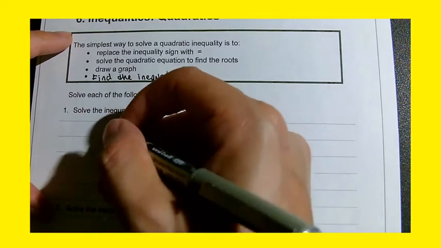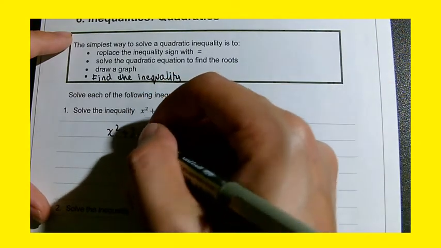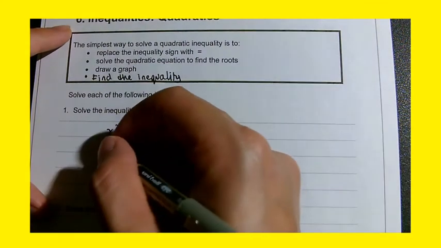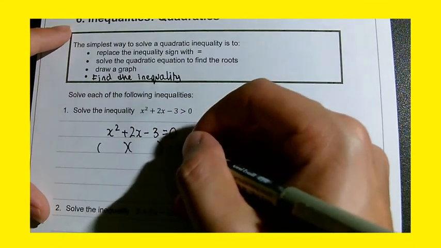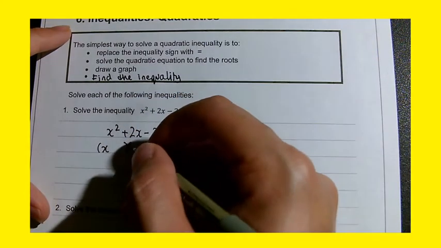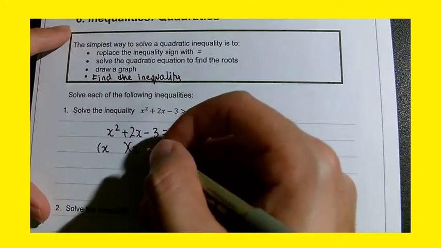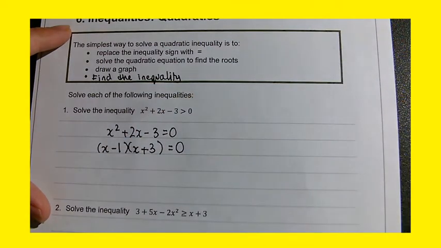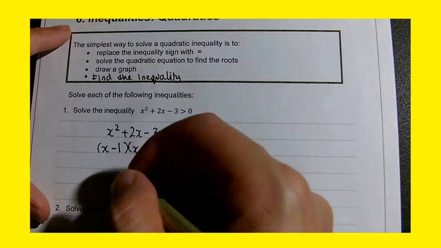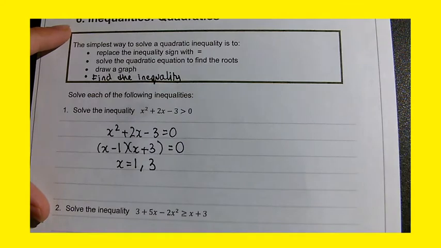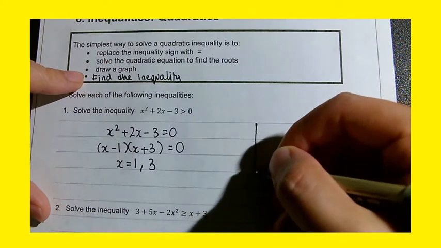Let's replace the signs. Okay. Let's then solve the quadratic equation to find the roots. Okay. And now I can do that by factorising, which shouldn't be too difficult. Okay, so I've solved it to find the roots. I've done my second step. I'm going to now draw the graph of this quadratic. Quick sketch.